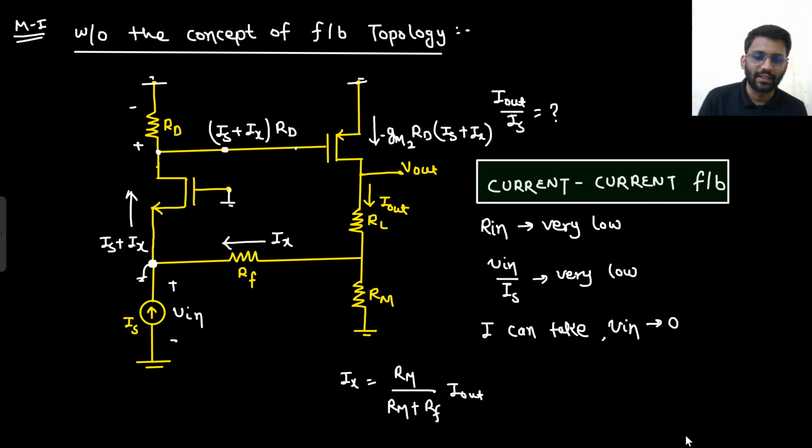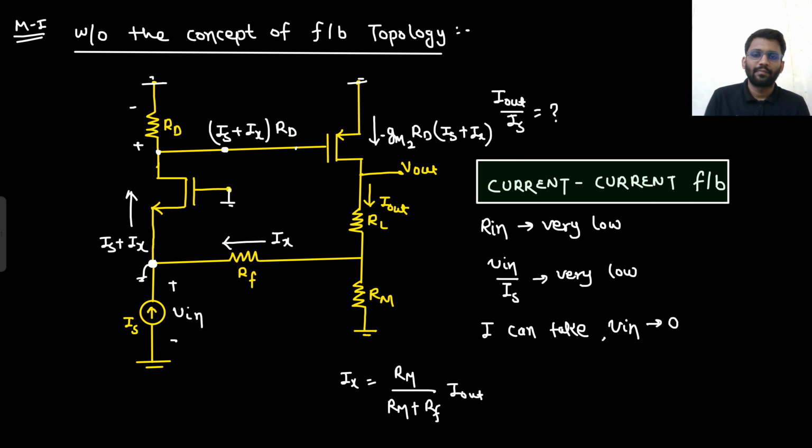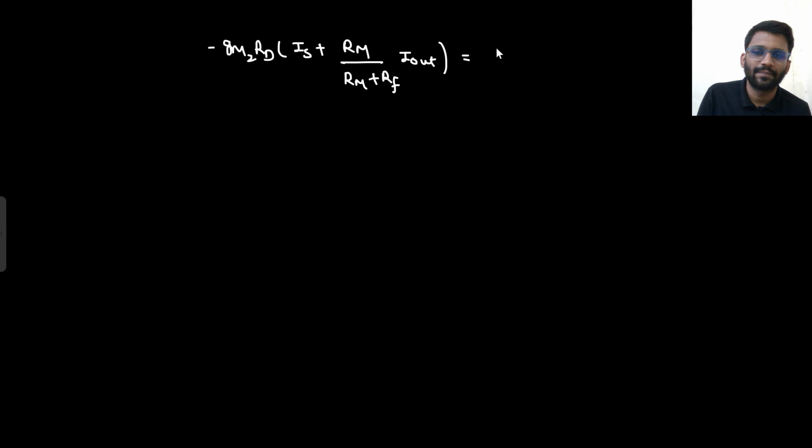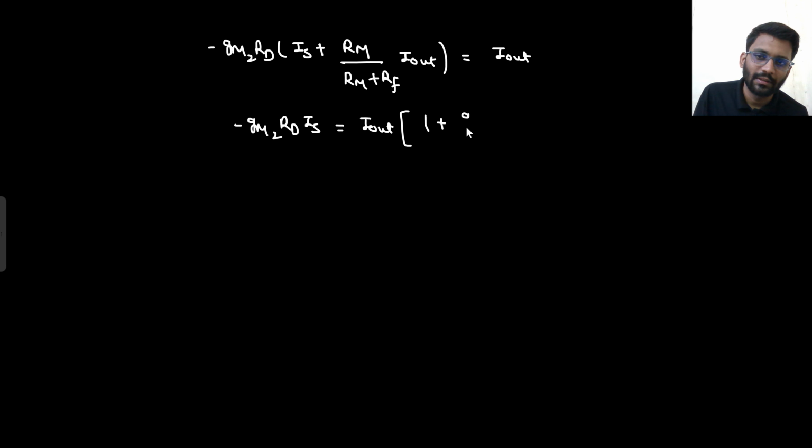So what you saw here, minus Gm2 Rd (Is plus Ix). What is Ix? Ix is Rm upon Rm plus Rf into I out. This current is equal to I out only. Right? So minus Gm2 Rd Is equals I out into (1 plus Gm2 Rd Rm upon Rm plus Rf).